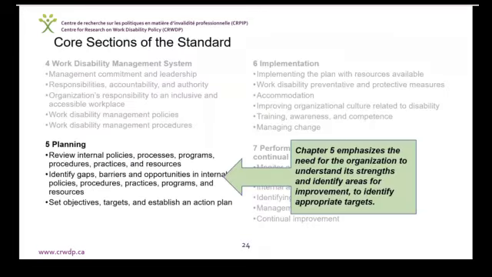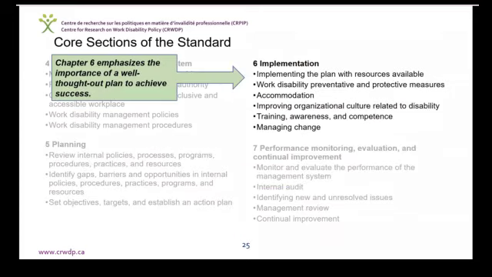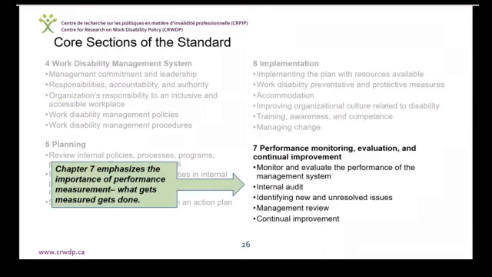So in chapter 5, the planning chapter, it really emphasizes the need for the organization to understand its strengths, identify where there's areas for improvement, and identify what appropriate targets to reach for in a particular planning cycle. Chapter 6 emphasizes the importance of a well thought out plan to achieve that success. And then Chapter 7 focuses on performance measurement, because what gets measured gets done.